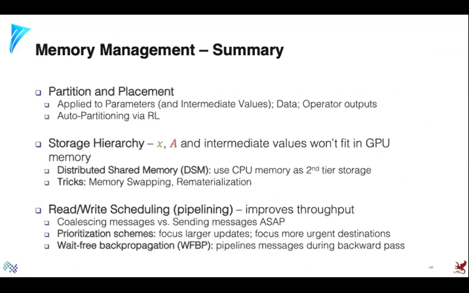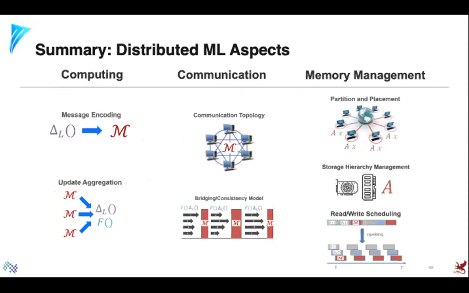In summary, memory management looks at the aspects of partition and placement, storage hierarchy, and read-write scheduling. Everything here tries to improve throughput. Some of them sacrifice a bit of statistical efficiency. All of them work by creating and reordering computations, memory reads and writes, and network messages, usually by solving a joint optimization problem. That brings us to the end of the distributed ML aspects: computing, communication, and memory management.